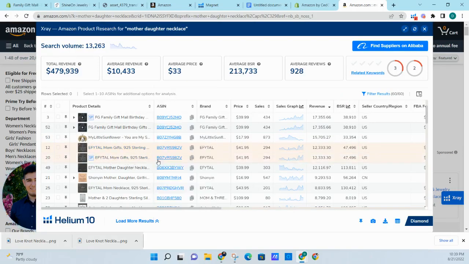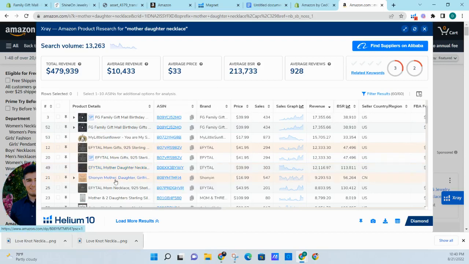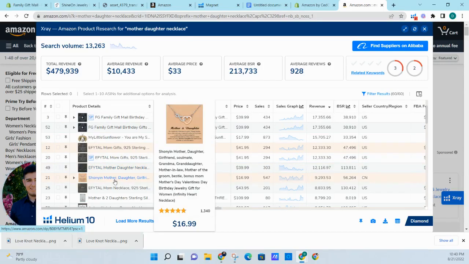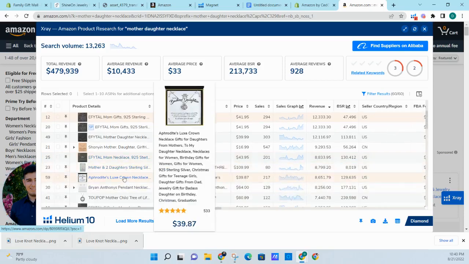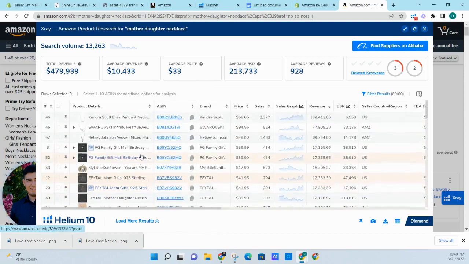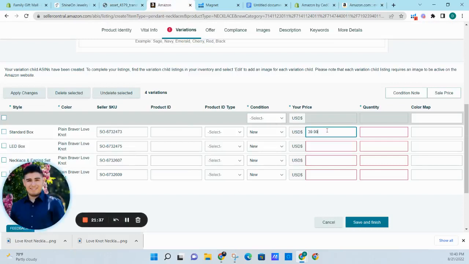And I believe this is the same. Yep. So this is number one. Number two. Number three is the same seller, right? Selling at 39. Number four is this guy that is selling at a lower price. Yes. And then we have this seller again, selling at 43 and making $8,000 a month. Then almost at the bottom, we have Aphrodite's that is doing okay, and selling at 39 as well. So based on this market analysis, I can say that a fair price to start will be $39.99.